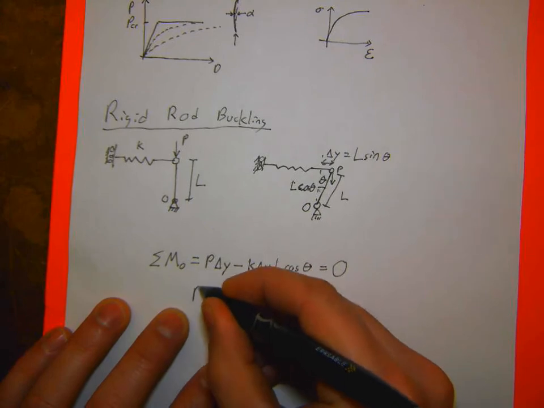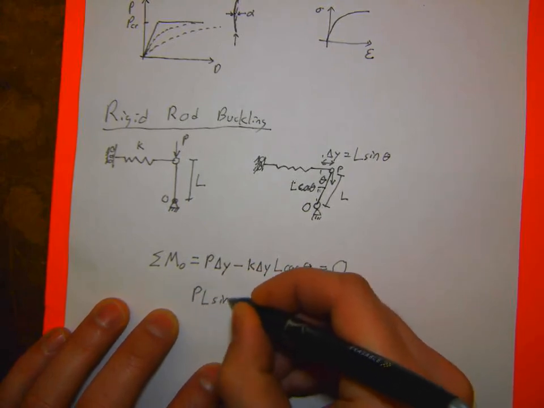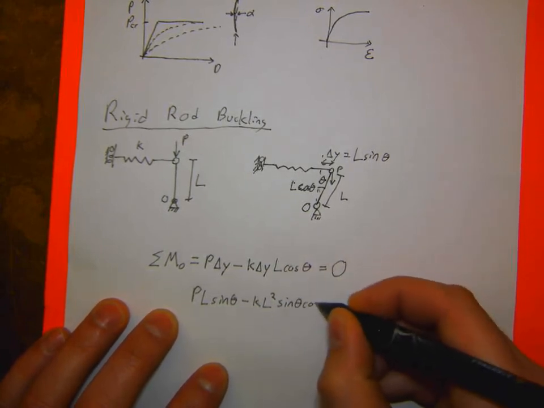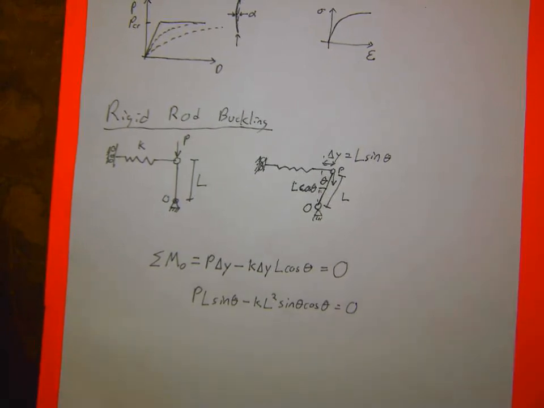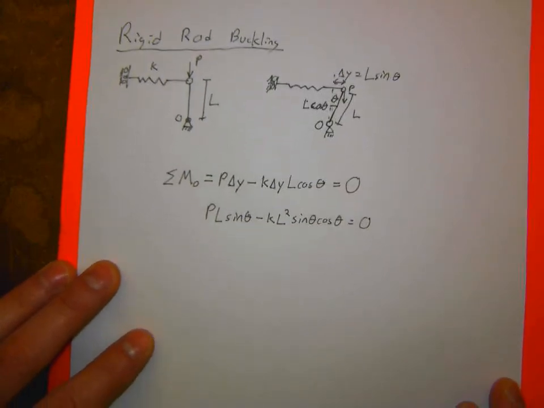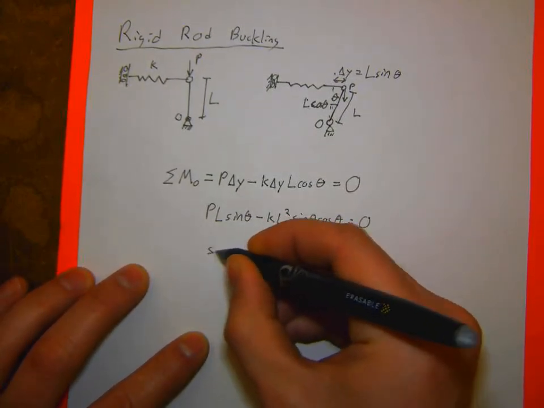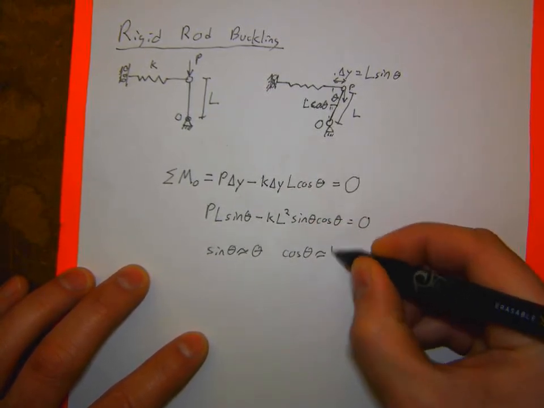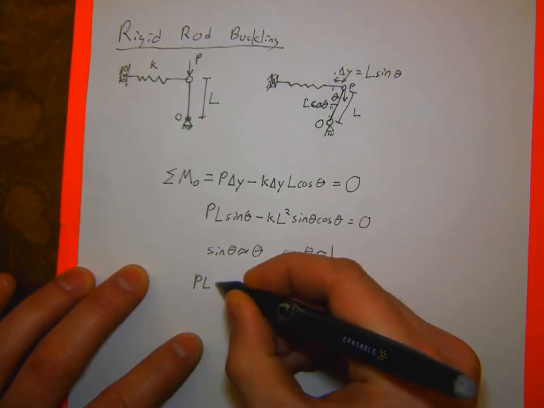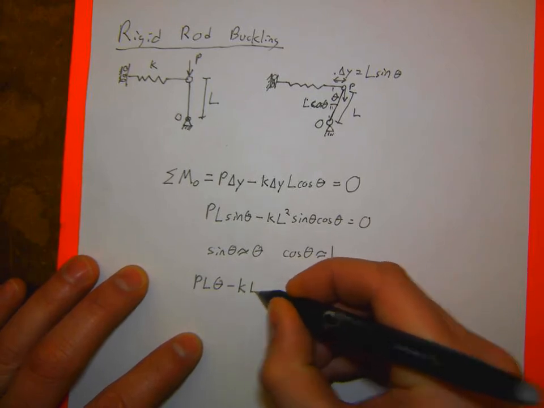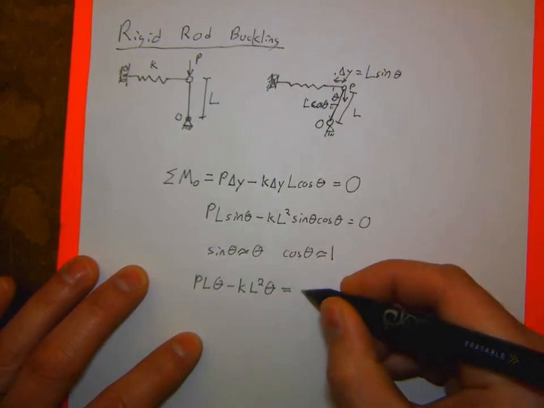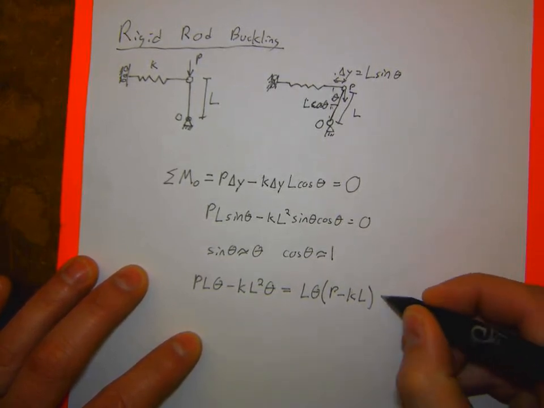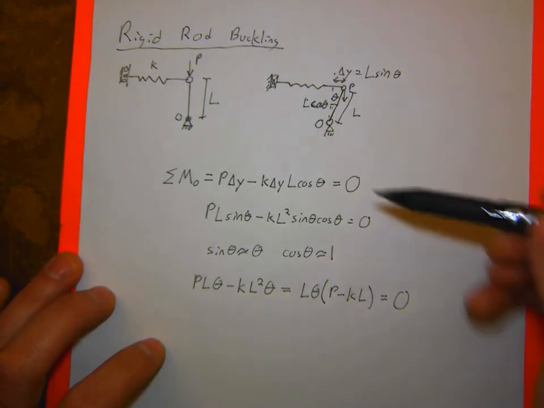I can replace my delta Y, so this is PL sine theta minus KL squared sine theta cosine theta equal to zero. To simplify the analysis, I'm going to use a small angle approximation: sine of theta is approximately theta, and cosine of theta is approximately 1. Then this becomes PL theta minus KL squared theta, which I can factor as L theta times (P minus KL) equal to 0.